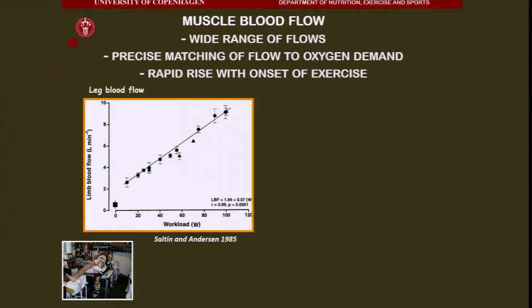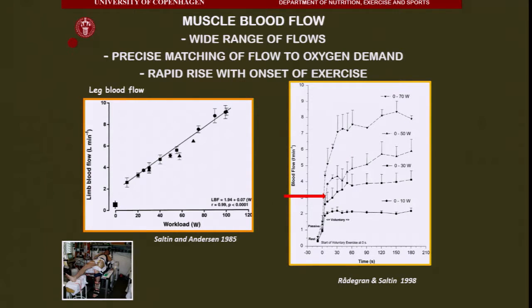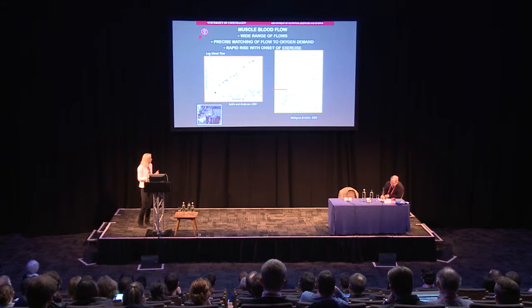And the other aspect of blood flow is that at the onset of exercise, you see, these are all data from Bengt and Per Andersen and Göran Rodegaard. You see that there is a very rapid rise. These are different exercise intensities. You see that for all of them, there's a rapid rise. So the regulation of blood flow has to accommodate these three aspects: good precision, a wide range, and a rapid change.